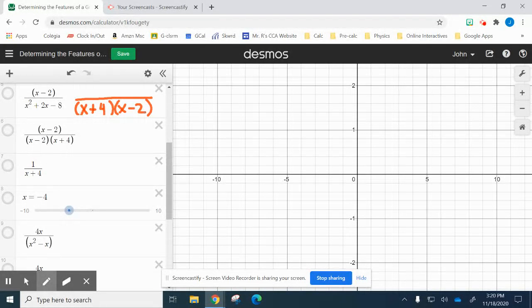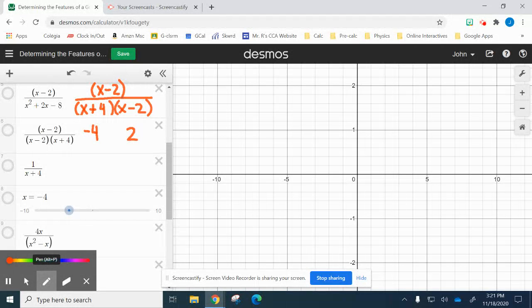And we said that the values of x that you are not allowed to have, you can't have a -4, because if you put a -4 into this factor, that will result in a 0 in the denominator. And you can't have a 2, because if you put a 2 into that factor, that will result in a 0 in the denominator. So those are both places you're not allowed to have certain values of x because they'll result in a 0 in the denominator.